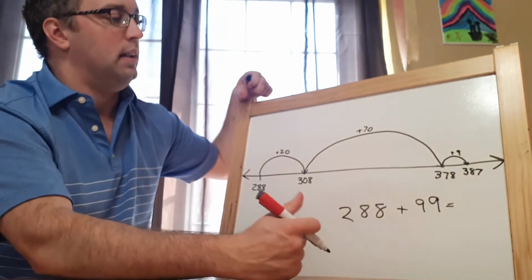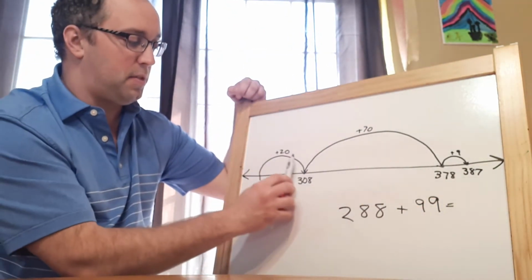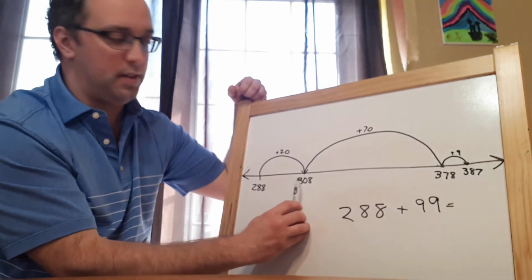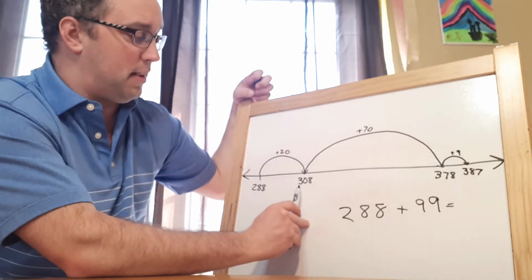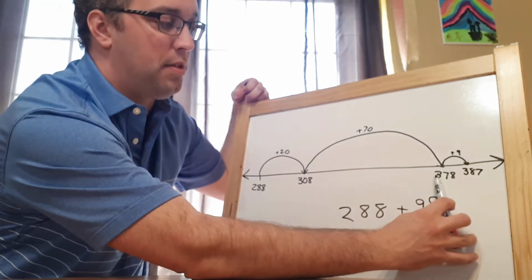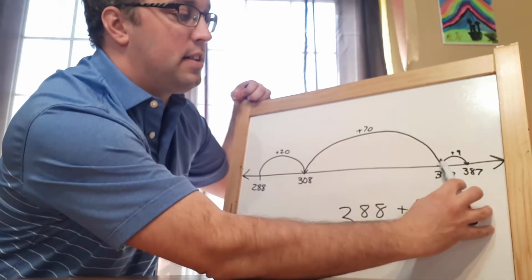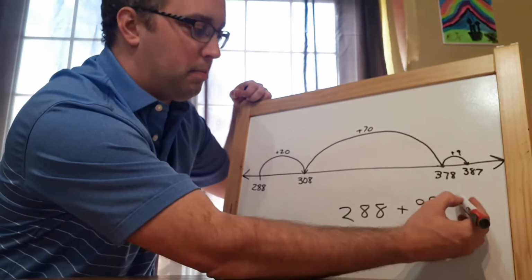That's okay. So I started at 288, made a jump of 20, because that would take me to the early 300s, so I knew that would be easier to add on with. And then I jumped the rest of my 90, which was 70, took me to 378. Then I jumped 9 more, and it brought me to my final answer, 387.